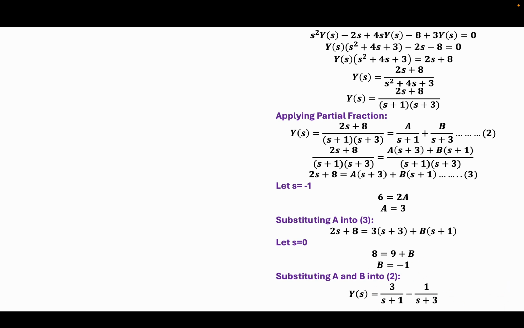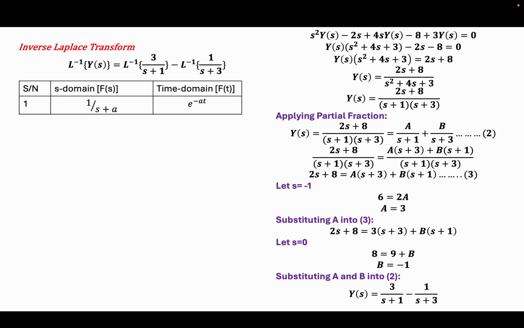So now all I need to do is to apply the inverse Laplace transform, and using this table, the inverse Laplace transform, that is from s domain to time domain, of 1 over s plus a is just exponential of minus at. So applying that into this, my y of t will just be 3 exponential of minus t minus exponential of minus 3t.